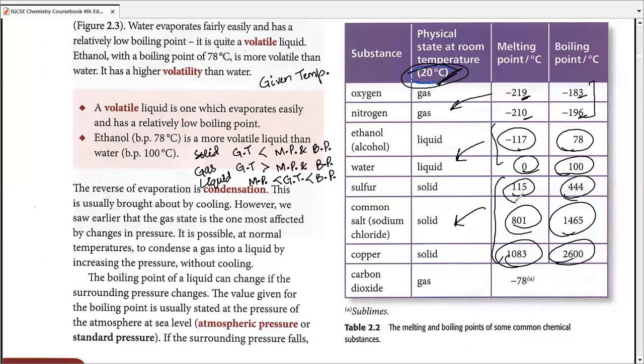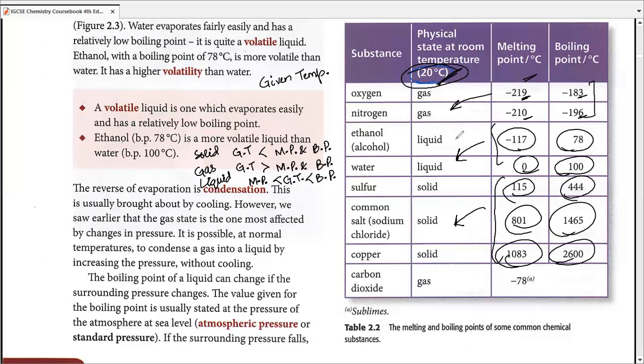Make sense? Could you please repeat the liquid one again? Look at the liquid. Between 0 and 100, 20 degrees centigrade stands. 20 is greater than 0, meaning greater than the melting point in the case of water, and it is smaller than 100. Since the given temperature is greater than the melting point, and 20 itself is a smaller number than 100, it stands right in between. If it does, it's a liquid.